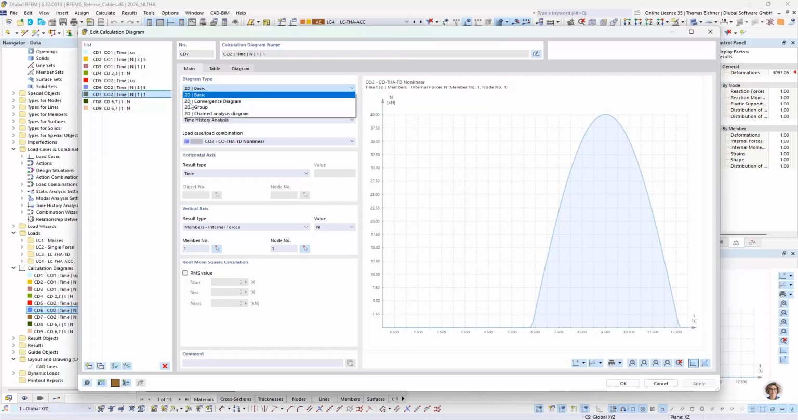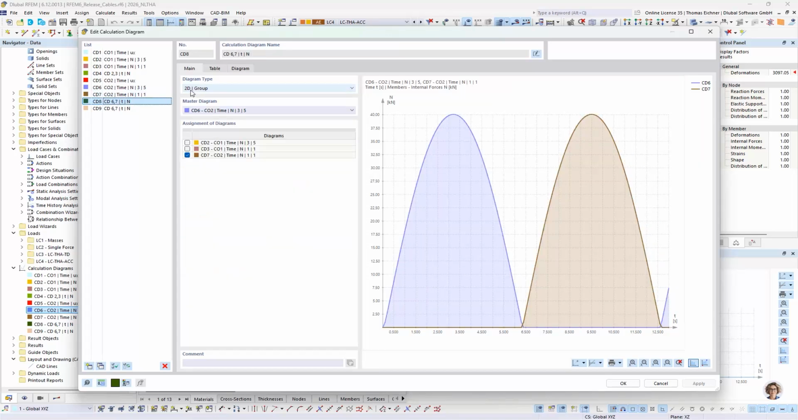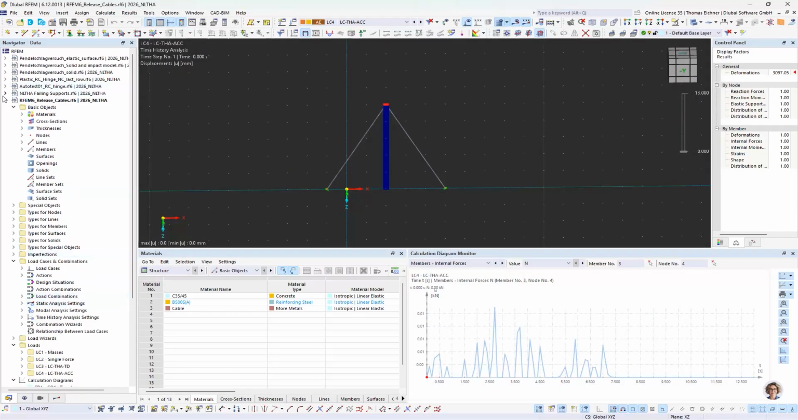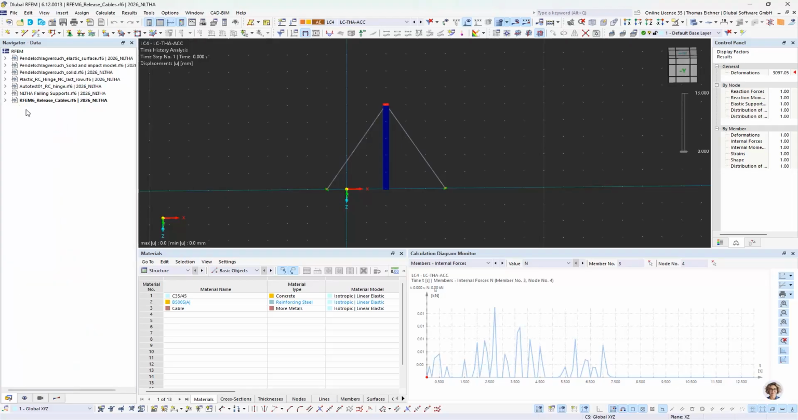Also, we have another thing, and it's called the group diagram, where we can now combine this diagram 6 with the diagram 7. So the normal force of the left cable with the normal force of the right cable. And that's quite handsome. Okay, so first investigation done. First non-linearity is successfully confirmed. Let's go for the next confirmation.